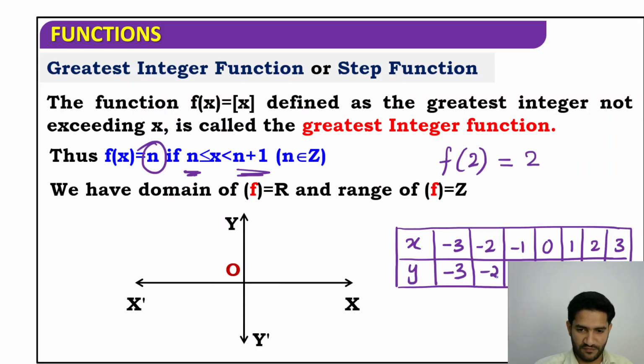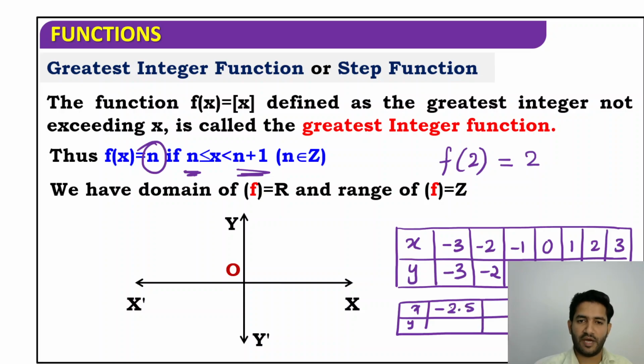But here we have a confusion. So I am considering another table for some points. Then only it will be clear. X value, y value. I am considering a point in between minus 3 and minus 2: minus 2.5. What is the y value? It is minus 3. And again minus 1.5, between minus 2 and minus 1, it is minus 2. And again I am considering 2.34. It is in between 2 and 3, so it is 2.